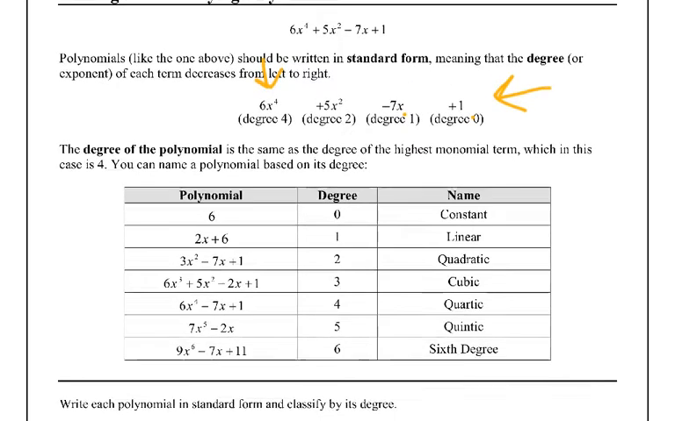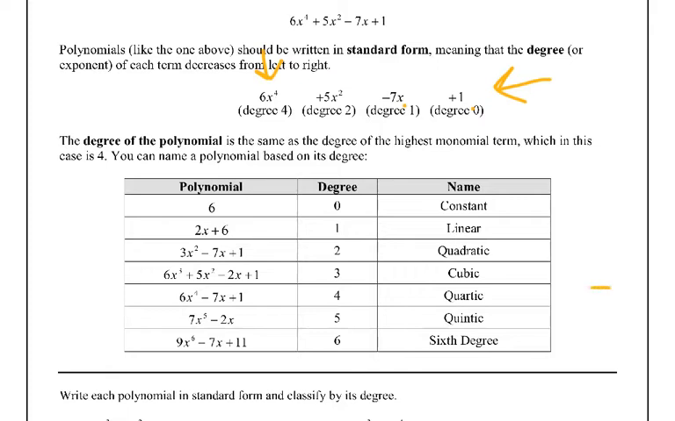In this case, looking at the table right here, a fourth degree polynomial is quartic. So it has a name of quartic. Now, it might be funny to say, but going through the list so you guys can hear them: if it has no exponent, it's just a constant.